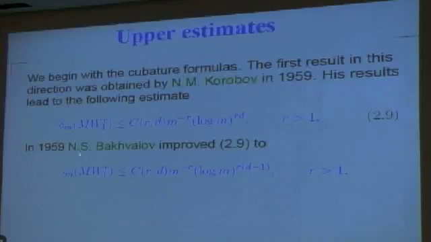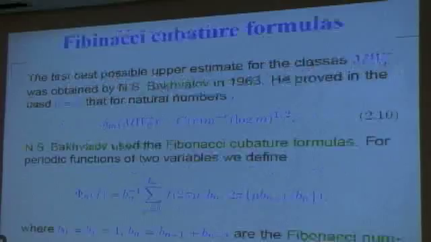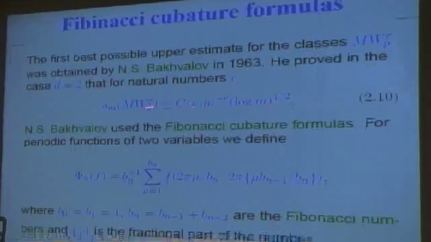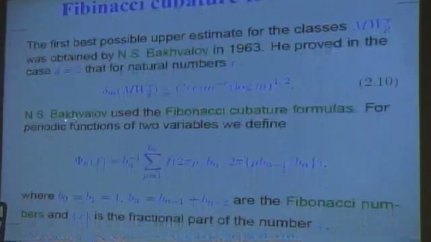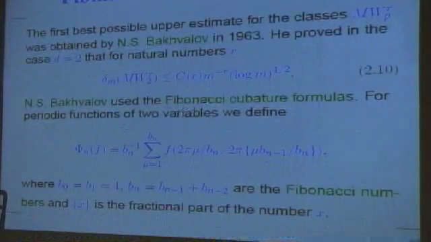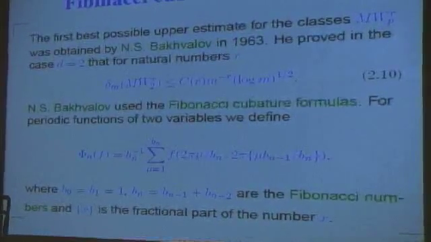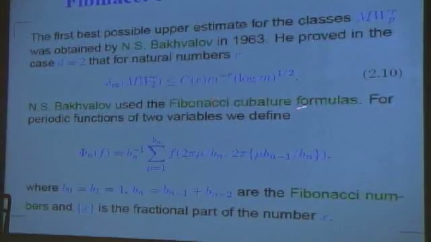And then in '59, Bakhvalov improved this to this one. So replace d by d minus 1. This was done by Bakhvalov in the case d equals 2. He proved this estimate, which is optimal. What is optimal? Now we know that this is optimal. And he used the following, I would say, particular case of those formulas which are now called quasi-Monte Carlo formulas. These are Fibonacci Cubature formulas.